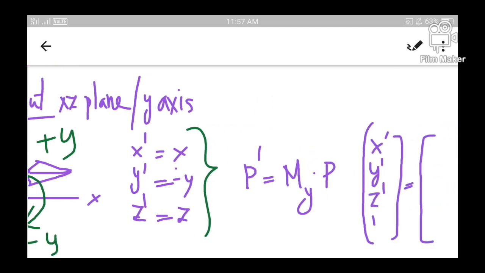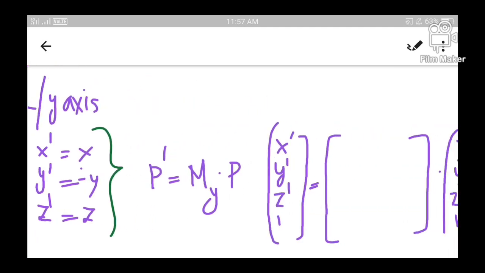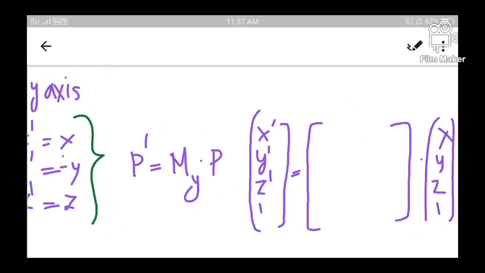Let us move on to the general equation, which can be written as P dash equal to My into P, which means the initial point when reflected about the y-axis, P dash can be obtained. That means the new point can be obtained when the initial point is reflected about the y-axis.